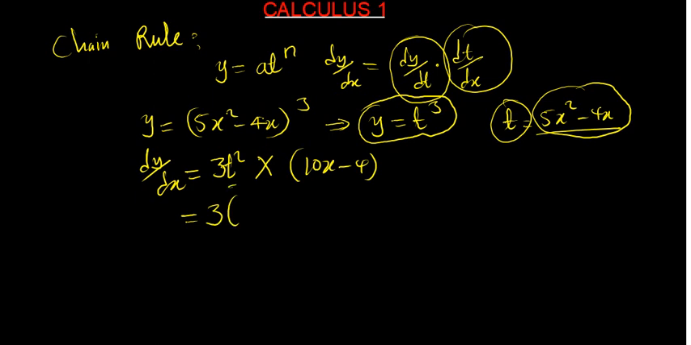Now where there is t, we substitute back what we had. Okay? So that is our 5x squared minus 4x. And then remember it was t squared, so we put our squared there. And then we are also multiplying it by this portion, which is the 10x minus 4. Okay? Is that okay? So that will be the answer for that one.